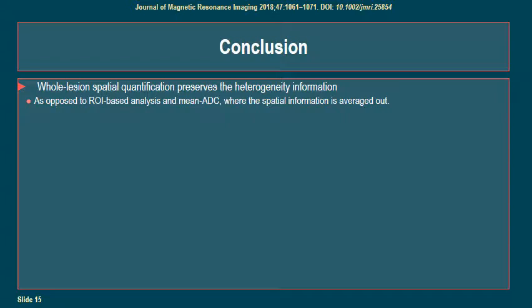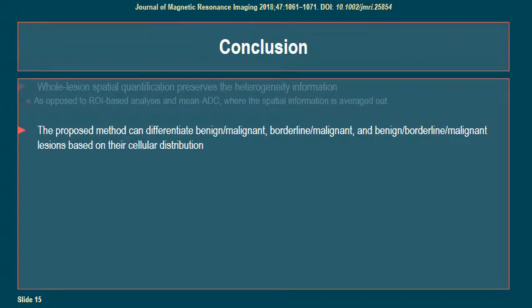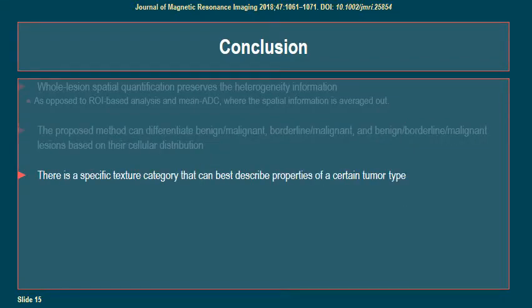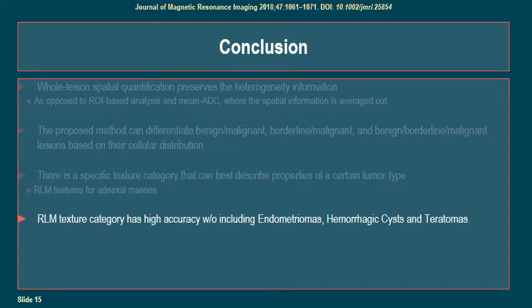In conclusion, whole lesion spatial quantification could preserve the heterogeneity information. It is as opposed to region of interest-based analysis and mean ADC, where the spatial information is averaged out. Our proposed method can differentiate between benign and malignant, and borderline from malignant and benign lesions based on their cellular distribution. And we show that there is a specific textural category that can best describe the properties of a certain tumor type. Here, for adnexal masses, RLM performed the best. RLM textural category has high accuracy with and without including highly specific benign masses.